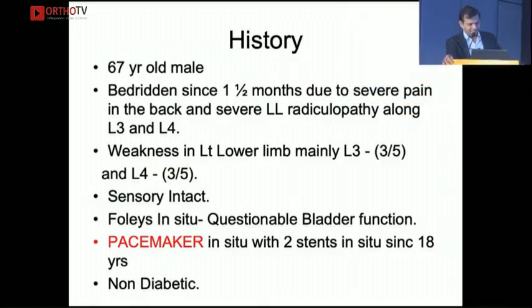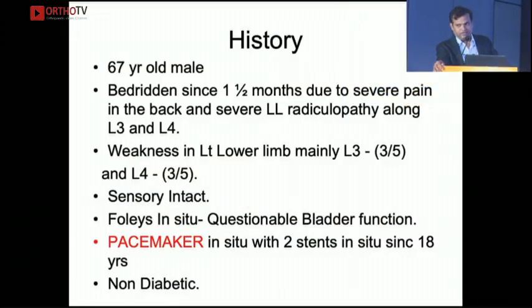This is a patient, a 67-year-old male, bedridden for the last 1.5 months due to severe pain in the back and severe lower limb radiculopathy, along with L3, L4 dermatomal weakness of around grade 3. Sensory was intact, and bladder involvement was questionable. The patient had a pacemaker with 2 stents in situ for the last 18 years, and was non-diabetic.